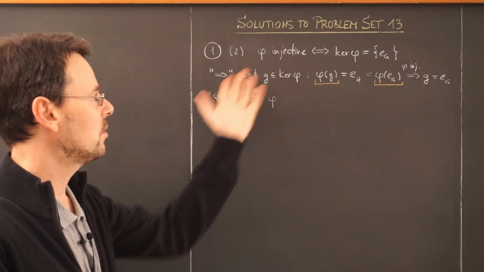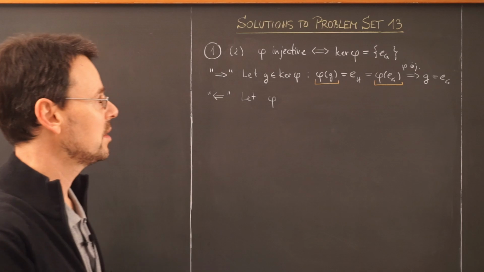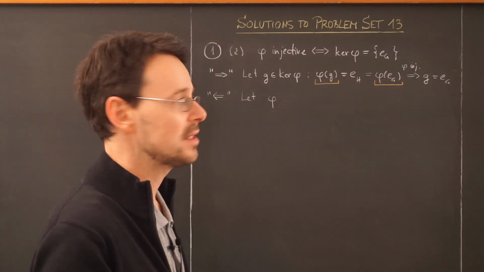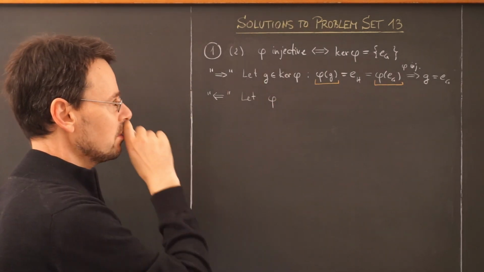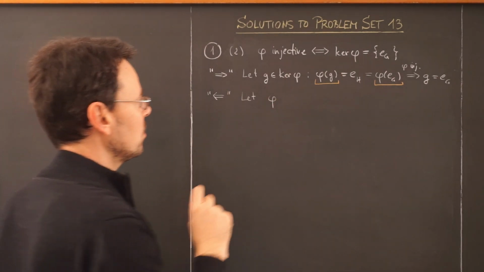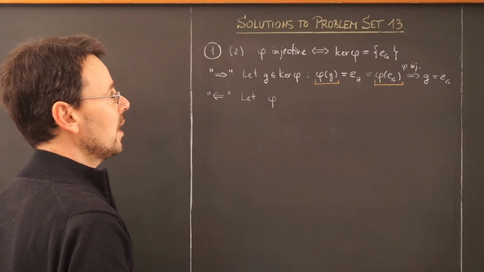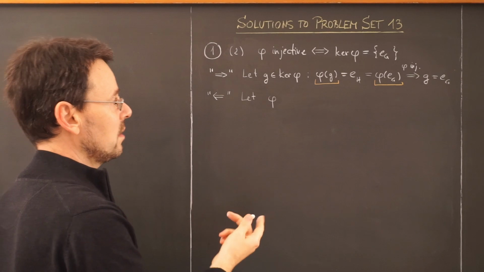I should call it G or A because x and y were elements in H in part 1. But whatever, you have to be a bit flexible with notation, but this was not a very good choice. So we assume that the kernel is trivial, and we need to show that phi is injective.